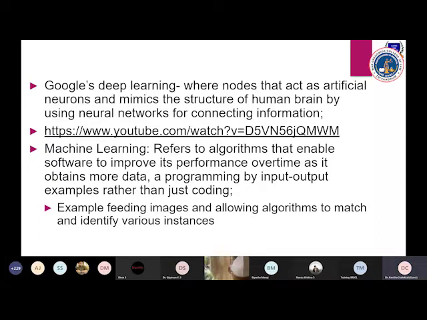So that level of millions of data being fed to a machine allows the algorithm to match and identify various instances. That is known as machine learning. And we are more concerned, not by AI, but the legal system is more concerned by machine learning and deep learning. Machine learning, you can read later what it is and all.